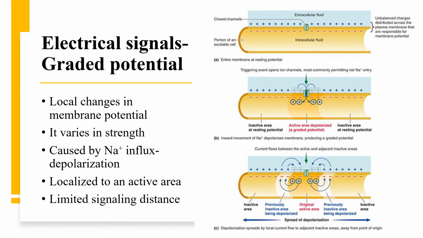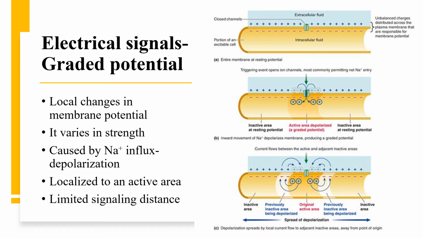After the triggering event, on the second picture, voltage-gated sodium channels open and sodium enters the cell, so the inside becomes less negative, producing the graded potential. The graded potential is confined to this small space, and it's called the active area. The neighboring areas are still at resting potential.